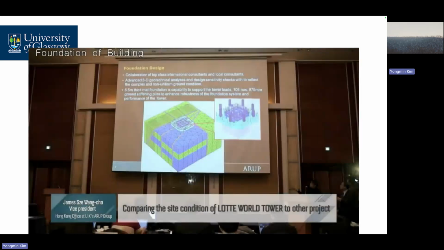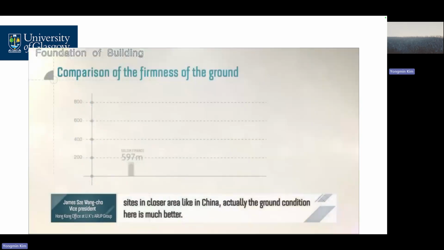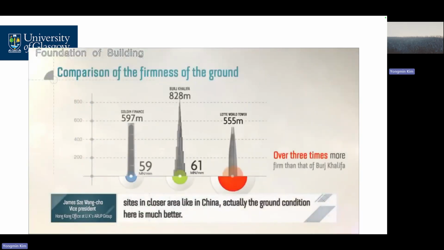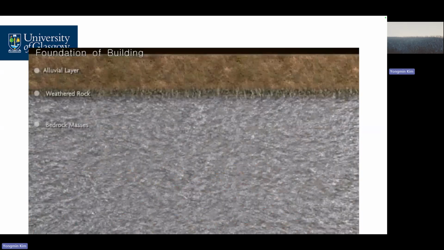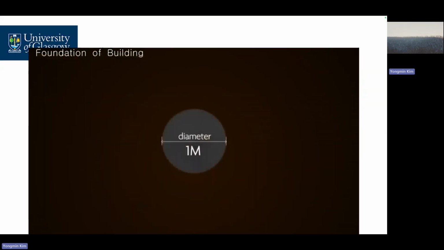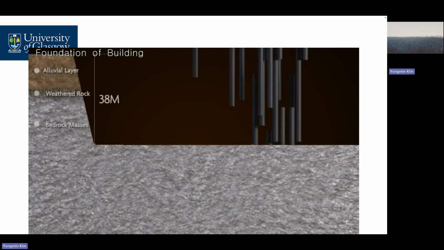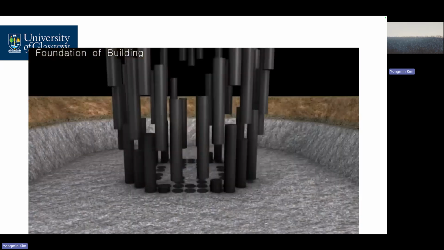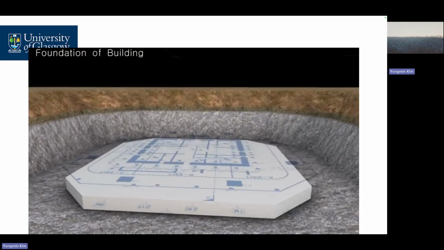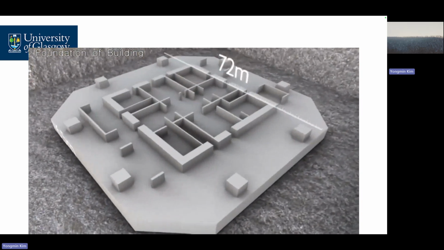Compare the site condition at the Lotte Tower to other projects in coastal areas, like in China. Actually, the ground condition here is much better. Lotte World Tower was constructed by excavating down to 38 meters underground and driving 108 piles that are 1 meter in diameter and 30 meters in length onto the bedrock for further reinforcement of the structure. Then there is a solid mat laid on top, measuring 72 meters in length and width and 6.5 meters in thickness.